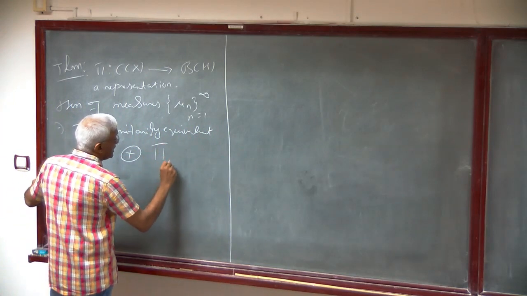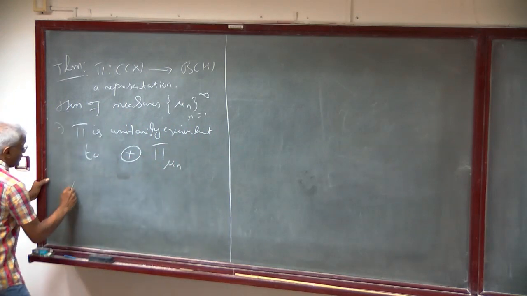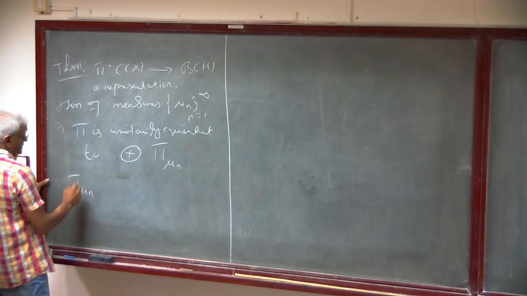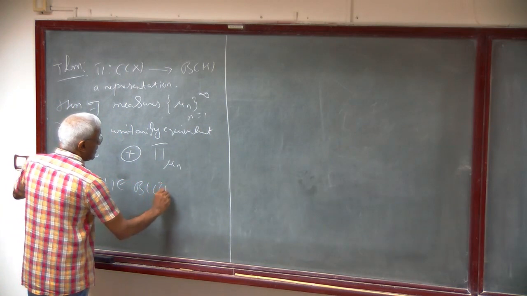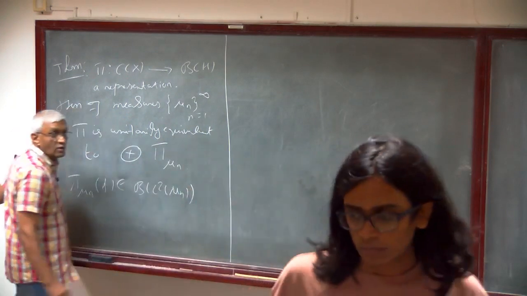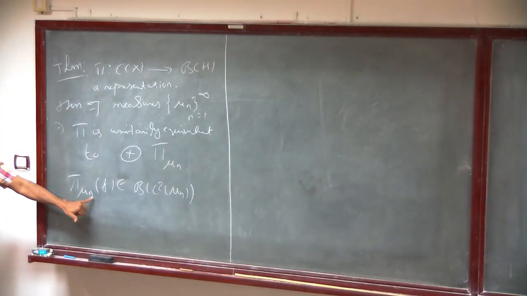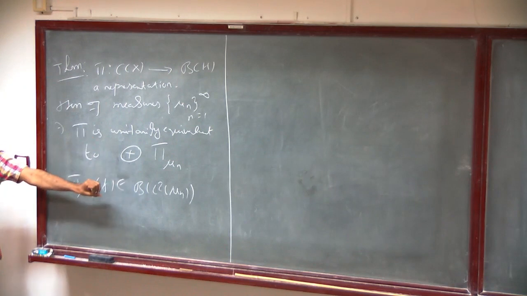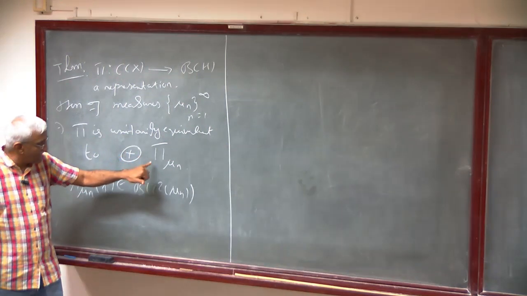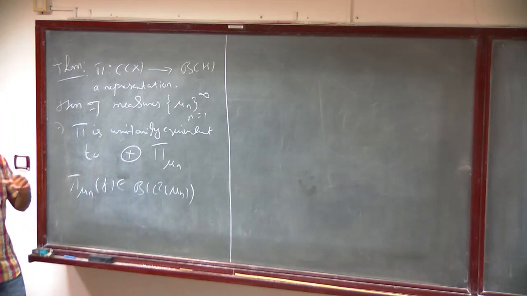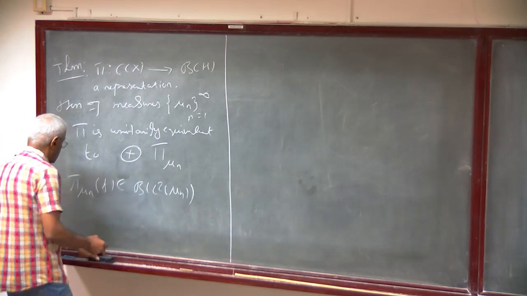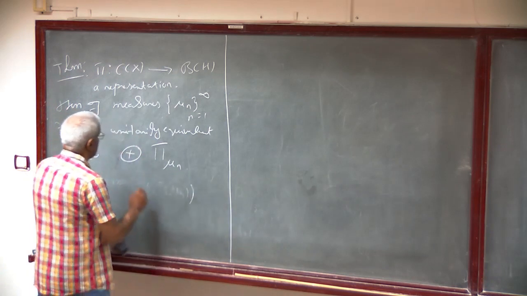For each measure mu n, you have a pi mu n into B(L2(mu n)). You have L2 of mu n, and pi mu n of f acts as a multiplication operator. Then you take the direct sum of the L2 of mu n. So this is an operator acting on that.